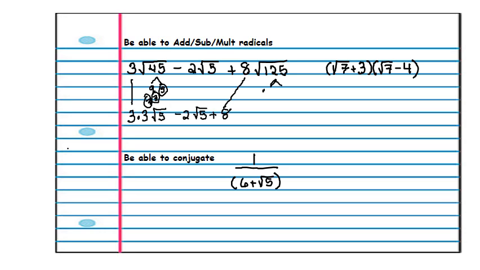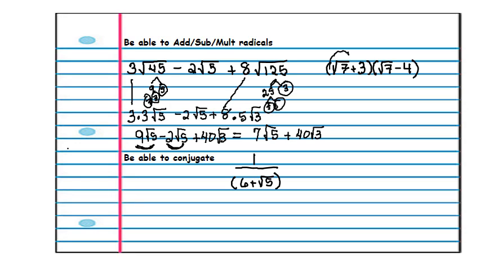125 is 25 and 3. Oops. All right, no big deal. So we have a 5 that comes out, a 3 that stays in. And so now we have a 9 square root 5 minus a 2 square root 5 plus a 40 square root 3. We can only add the like ones together, so that's going to be the ones that have a square root 5. So we have a 7 square root 5 plus a 40 square root 3. Square root 3, square root 5, not the same, so we can't add them together.